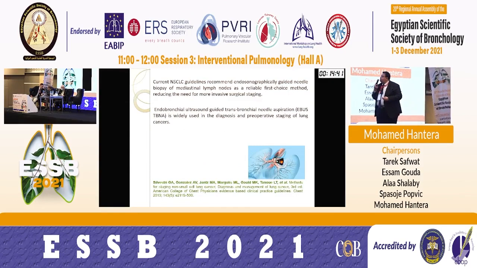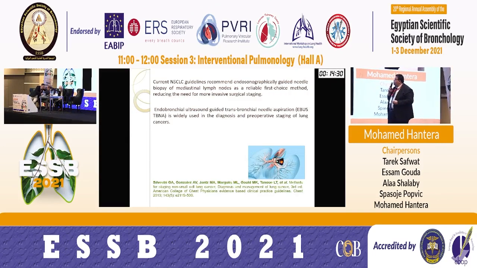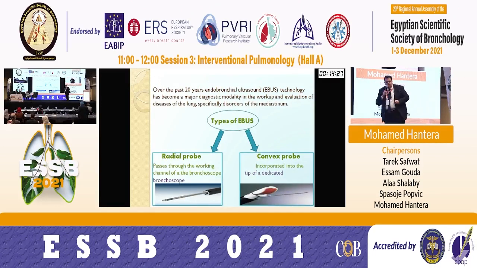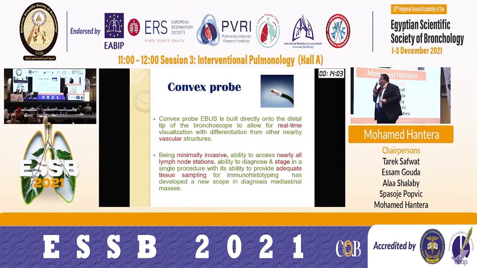Current non-small cell lung cancer guidelines recommend endosonography-guided needle aspiration biopsy for lymph nodes as a reliable first-choice method, reducing the need for more invasive surgical staging. Really, in the last 20 years, endobronchial ultrasound technology has become a major diagnostic modality. We now have the radial probe and the convex probe. The radial probe, we use to identify the location of mediastinal lymph nodes, and nowadays it has a good role in peripheral lesions, as we heard this morning. But my talk today is about the convex probe.